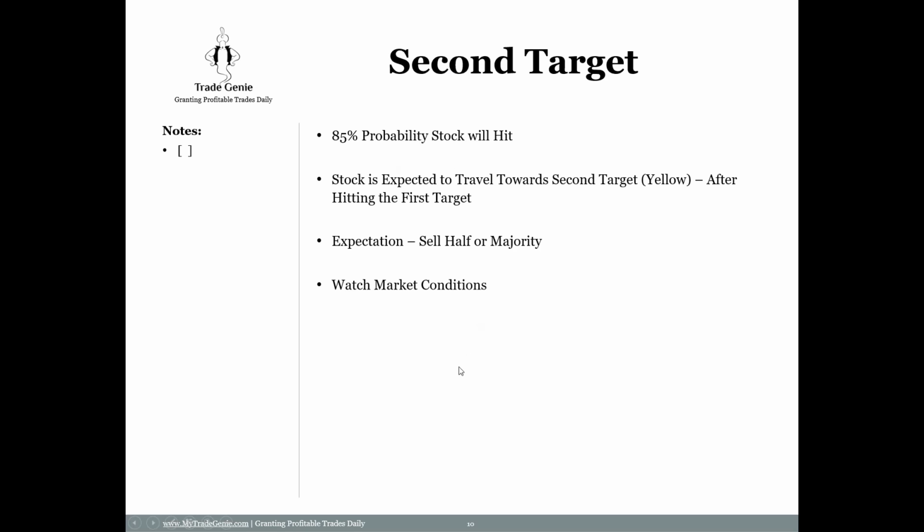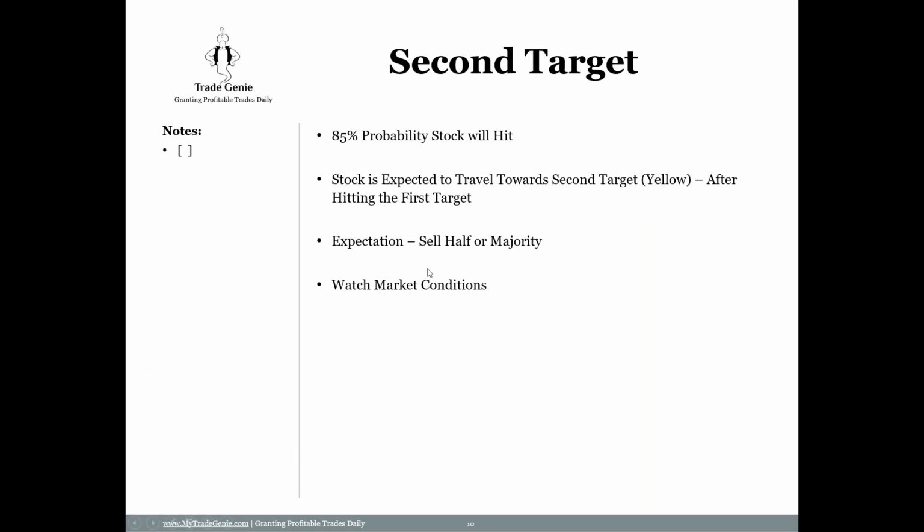Then there is a third target, which I call the red target. Red means a stop, right? It's like a resistance level. It will stop there, and it does. I will also explain another phenomenon which happens after market hours and before market. A stock is expected to travel towards the second target, which is the yellow target, after hitting the first target. So if you have multiple contracts, you can hold some for the second.